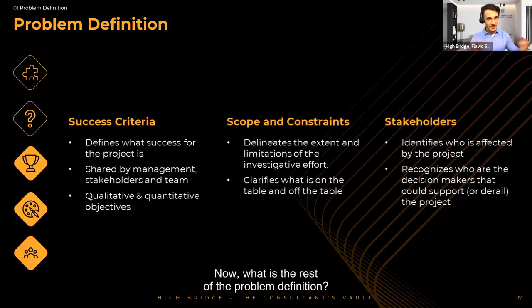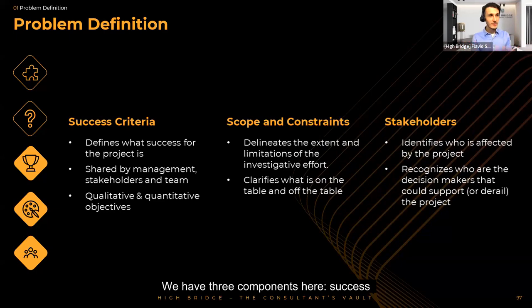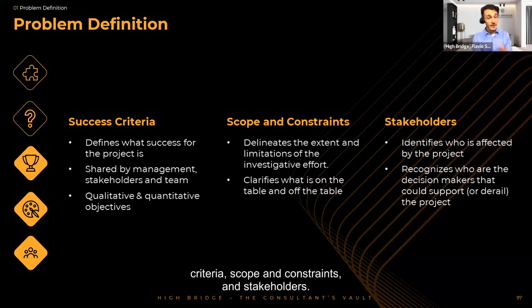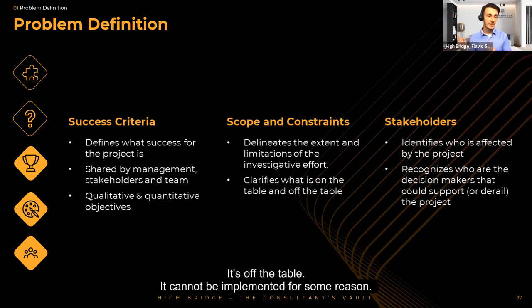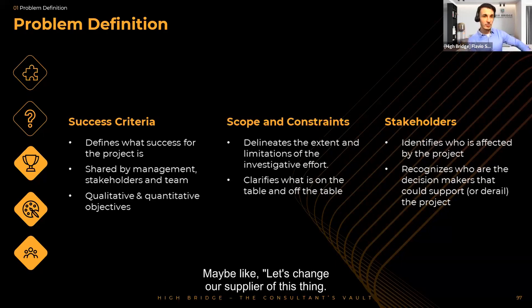Now, what is the rest of the problem definition? We have 3 components here: success criteria, scope and constraints and stakeholders, right? Defining success, all the metrics, quantitative, qualitative, defining the extent and limitations of the investigation, what is on and off the table. That's the scope and constraints. Very important. People who skip this process, sometimes they get to a solution that is unfeasible. It's off the table. It cannot be implemented for some reason, right? Maybe like, let's change our supplier of this thing.